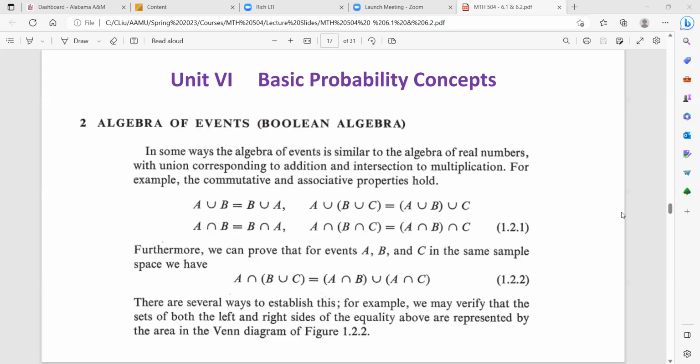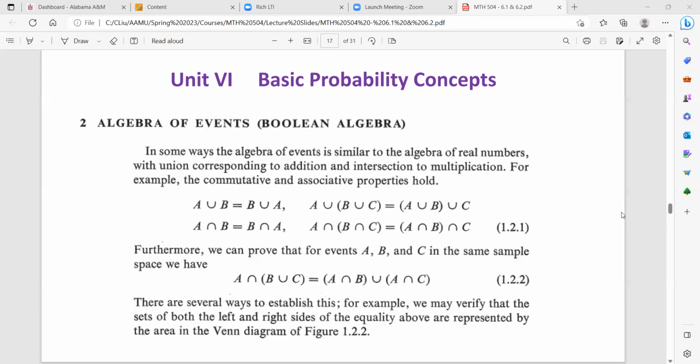And we are all familiar with that. And we can do a lot of things with sets. We can do union, we can do intersection, we can do complement, we can do a lot of things. Those are the algebra for sets.